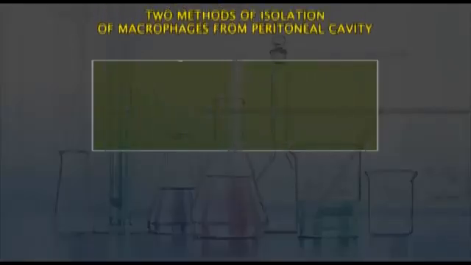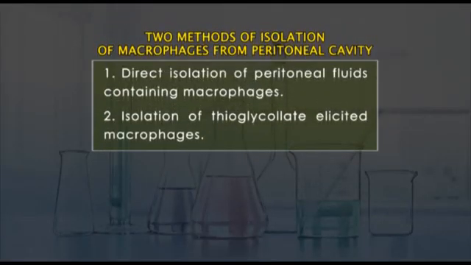Macrophages can be isolated from peritoneal cavity by two methods: direct isolation of peritoneal fluids containing macrophages and isolation of thioglycolate elicited macrophages. To isolate the macrophages directly from the peritoneal cavity of mouse, the animal is first sacrificed by cervical dislocation and mounted on a wax tray on its back.